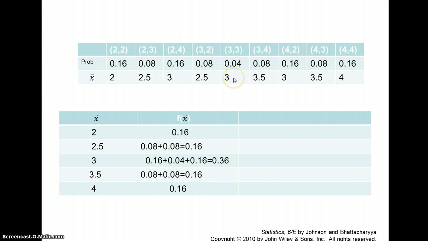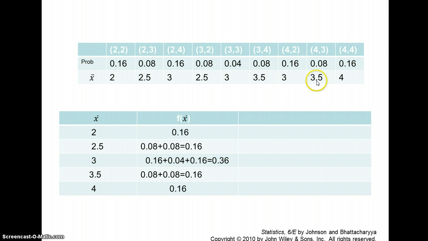Similarly, we can look at the 3. What's the probability of getting an average 3 for your sample? When you pick two numbers, what's the chance of the average equal to 3? So we actually have 3 cases. You may have 2, 4, or 3, 3, or 4, 2, and you calculate. We already calculated the probability for each one, 0.16 and 0.04 and 0.16, and you add these 3, so you get 36%.